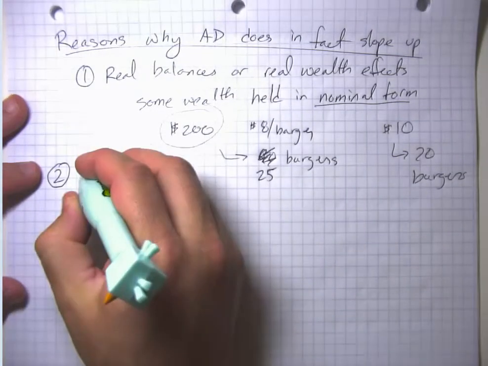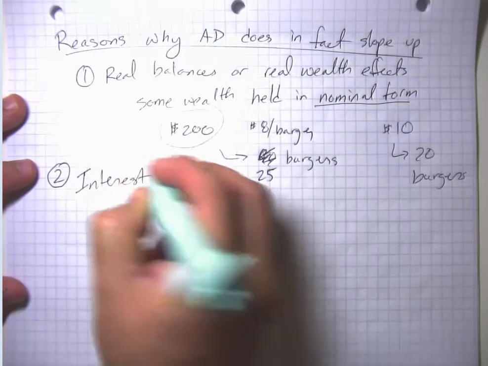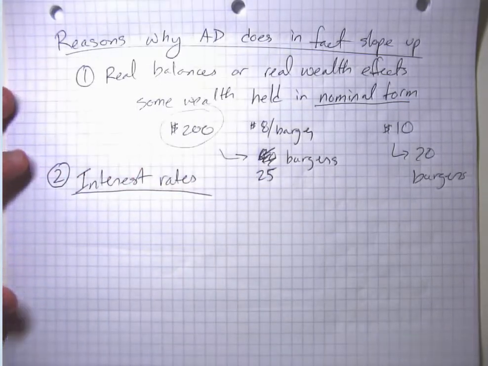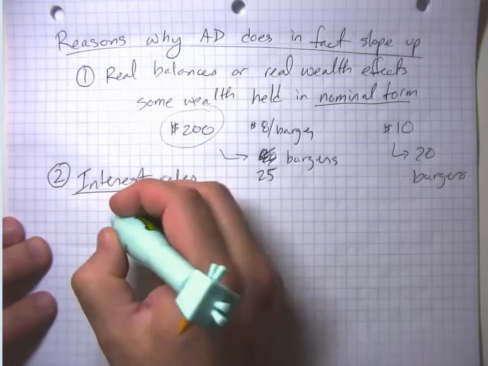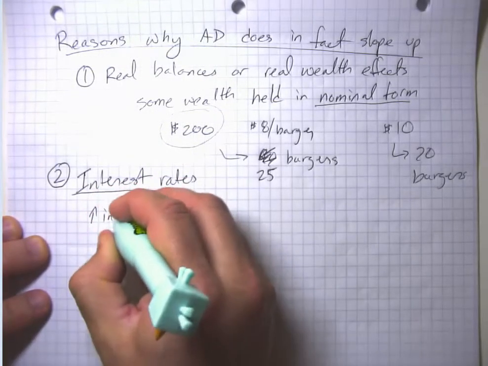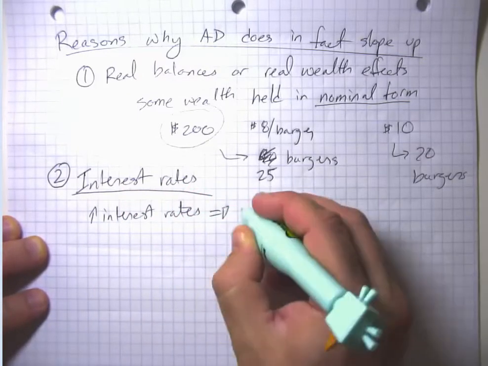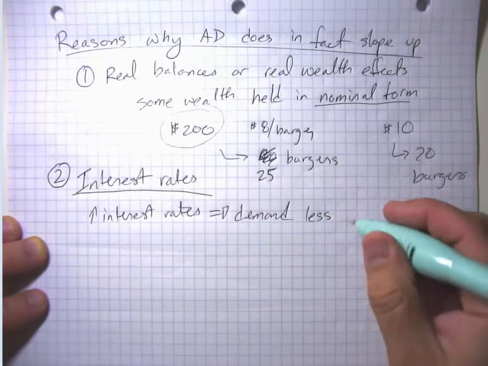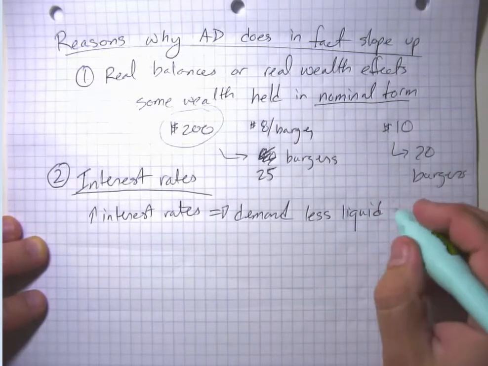The second thing that tends to happen out there is the effect of prices on interest rates. So, before we talked about how interest rates influence money demand. And that's one way of thinking about it, that if we have high interest rates, then people demand less liquid money because they'd rather put their money in a savings account where it can earn interest.